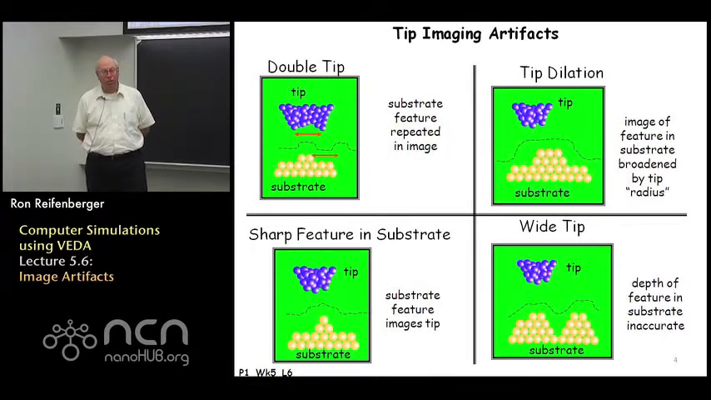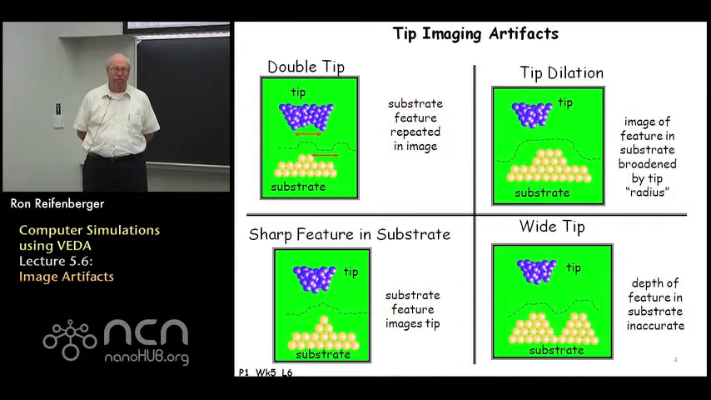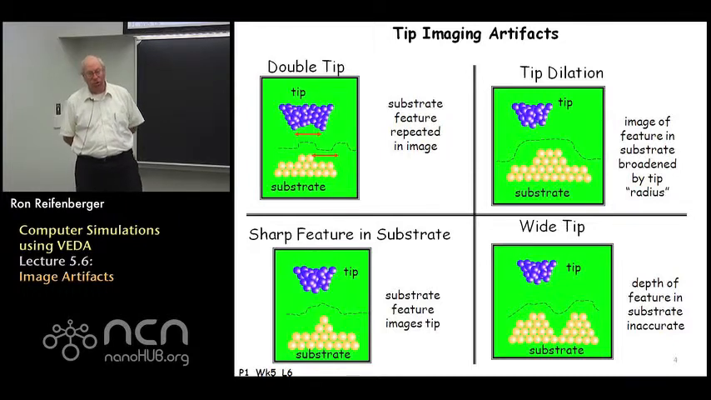There are a number of tip imaging artifacts that you should be aware of. These are pretty widely discussed in the literature, and they're broadly appreciated today, although in the early days of AFM, these things were discovered on the go as you took images. The double tip is a problem when the tip is actually fractured. There's occasionally a tip which has two sharp features in it, and those two sharp features then allow each feature in the substrate to be imaged twice.